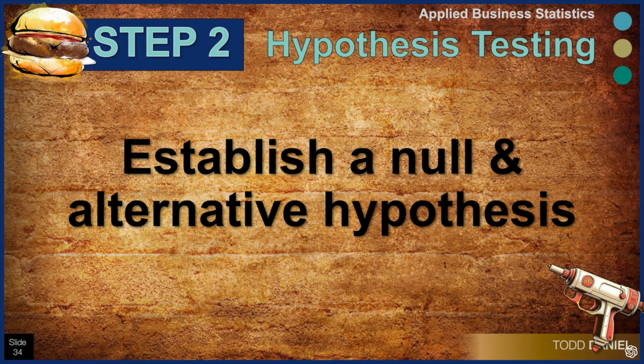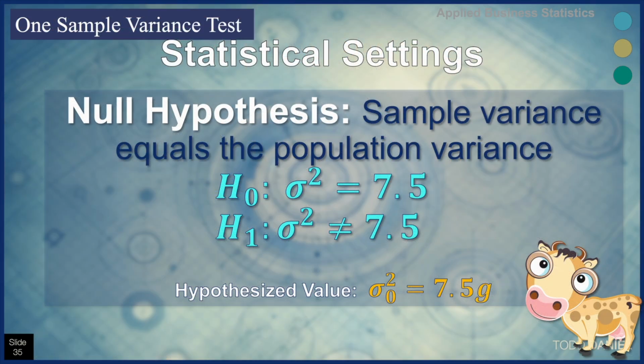Step 2, we're going to establish the null and alternative hypothesis for this test. The null hypothesis will be H sub 0: sigma squared, or the variance of the population, equals 7.5 grams. This sample is drawn from a population that has a variance of 7.5 grams. The alternative hypothesis, sigma squared does not equal 7.5, or this sample is drawn from a population that does not have a population variance of 7.5, and if so, then this gun is out of specification. It will need to be adjusted.